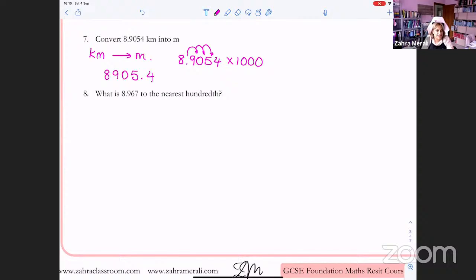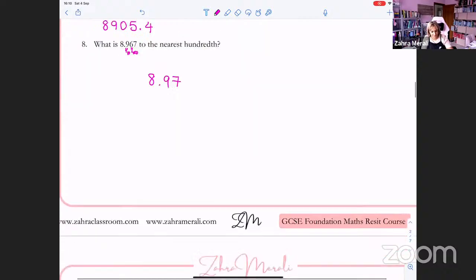And we've got what is 8.967 to the nearest 100th. So again, remember, we've got tens, units, a decimal place. These are tenths. These are hundredths. So the 100th bit, everything after that, you've got 67. So if you round that, closest to 70. So you get 8.97, and that's to the nearest 100th.